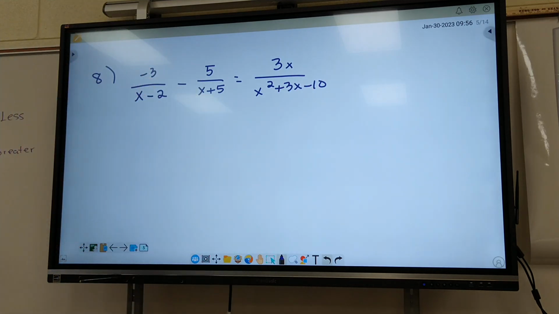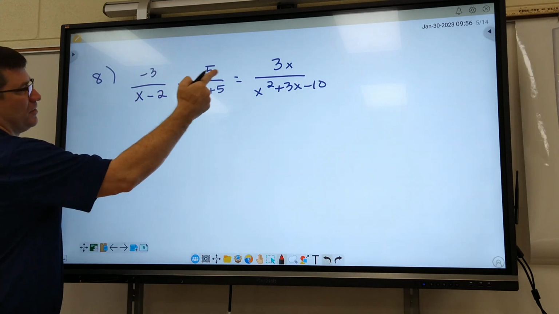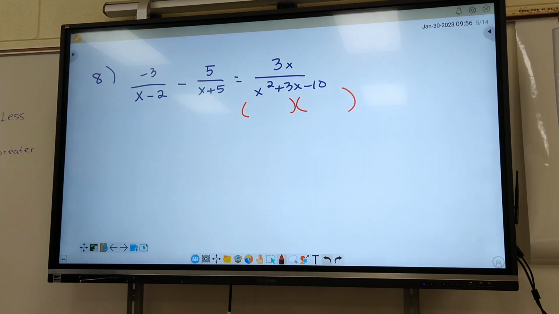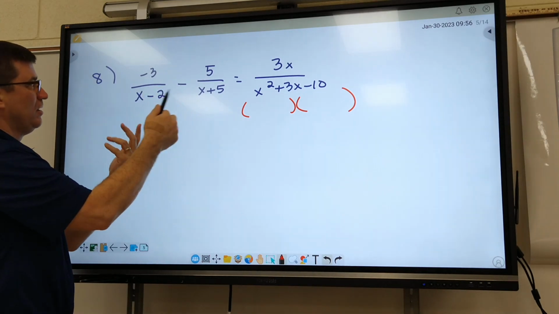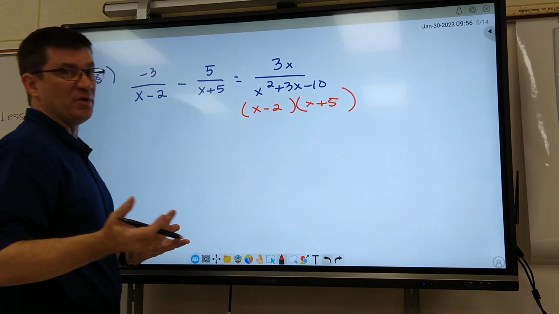Okay, so I've already said 6, 7, and 8 you're going to have to factor. Look at this problem. Where do I have to factor? Which fraction contains something I have to factor? The last one, because yeah, the x squared gives it away. Now, what have I said is a clue about factoring? Yeah, it's going to be what's on the bottom, guys, on the other fractions. So if I bring over x minus 2 and x plus 5, that's probably going to be right.